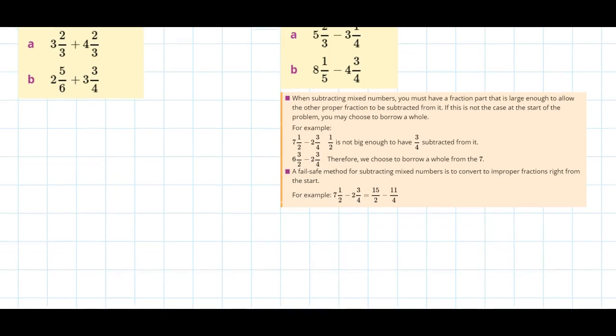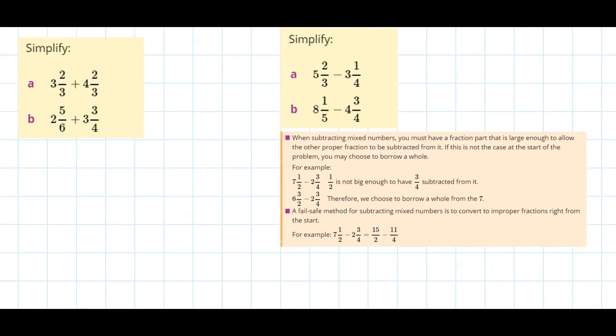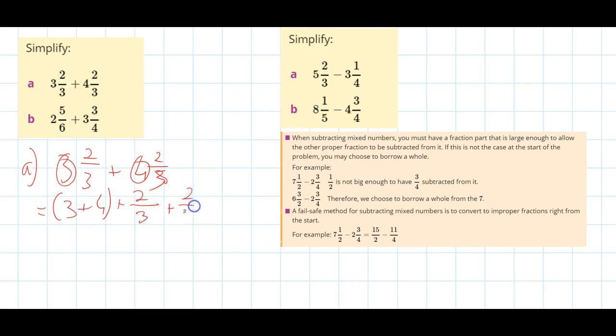So let's start here with our first one. We'll do the addition part. For A, we have 3 2/3 plus 4 2/3. Because I have the same common denominator, I can simply just go through this process here. What I might do is I'll separate my whole numbers first. So what I have now is in brackets the 3 plus the 4. I can do that separately, and then on top of that I need to add my fractions separately. So I have 2/3 plus 2/3.